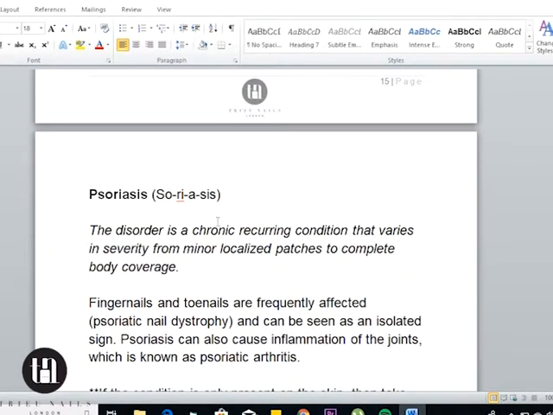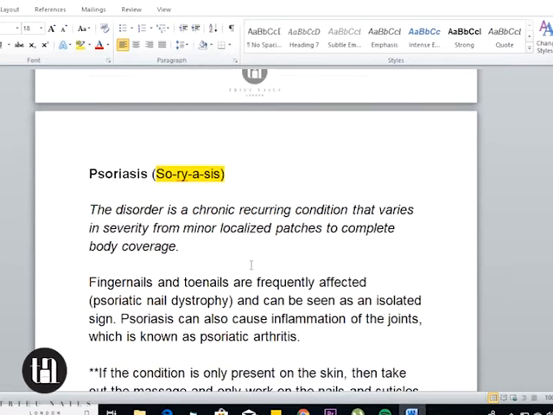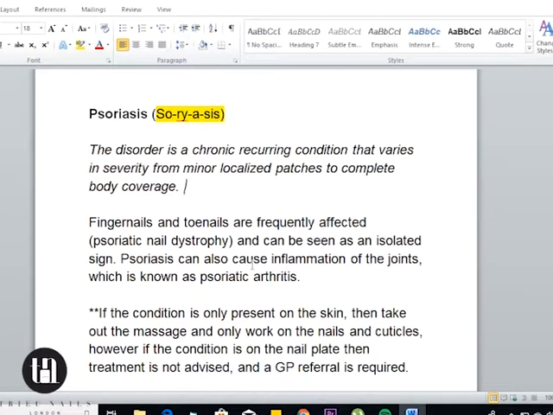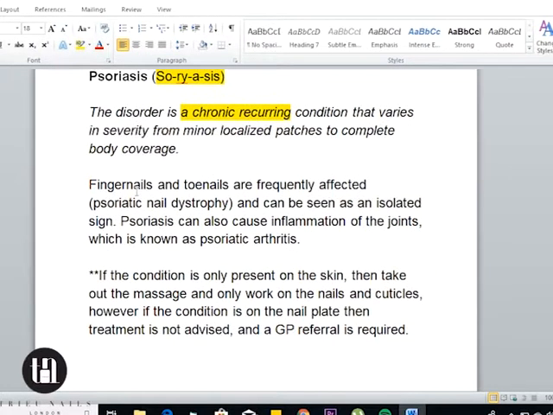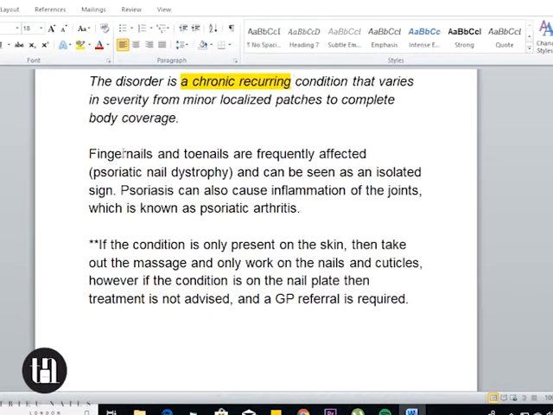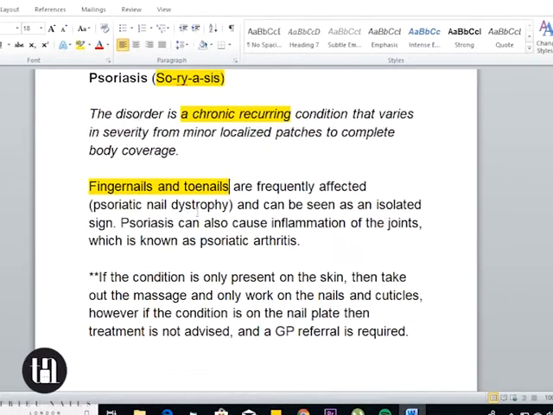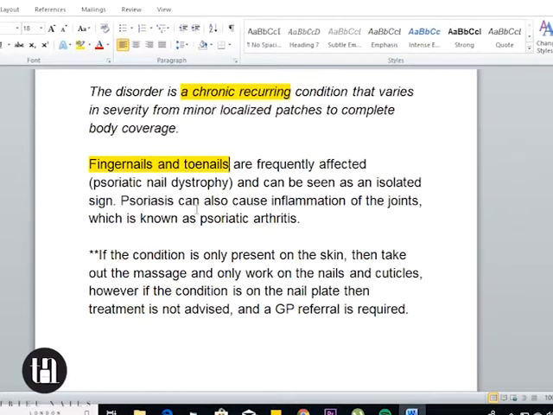Next skin disorder is psoriasis. It's pronounced psoriasis. The disorder is a chronic recurring condition that varies in severity from minor localized patches to complete body coverage. So it's a chronic disorder. It's the fingernails and toenails that are frequently affected. Psoriatic nail dystrophy can be seen as isolated signs. It can also cause inflammation to the joints, which is also known as psoriatic arthritis.